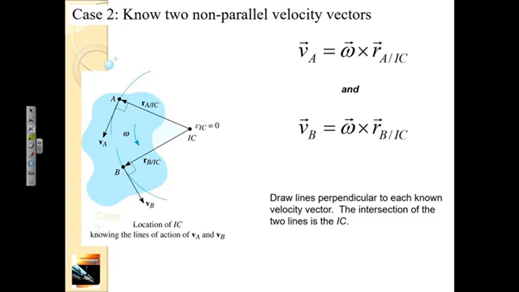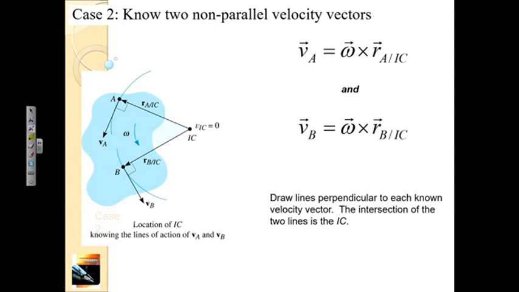So here, we know the velocity of A, and we'll write this with respect to our instantaneous center. That's omega AB of our body, cross with the vector from the instantaneous center to A, and B, same thing, omega of the body crossed with the vector from the instantaneous center to B.